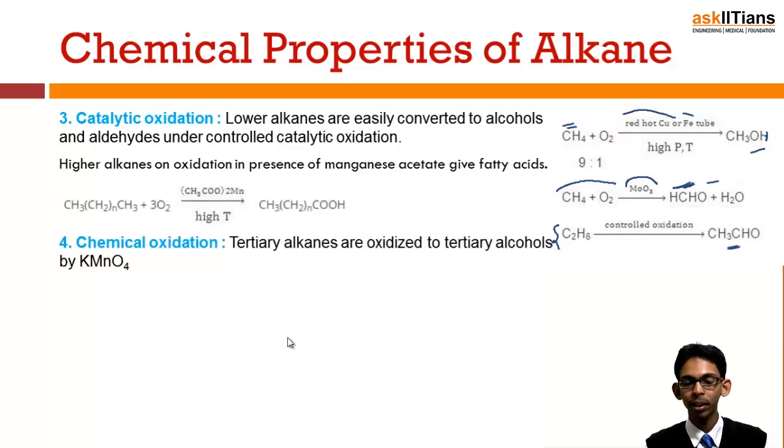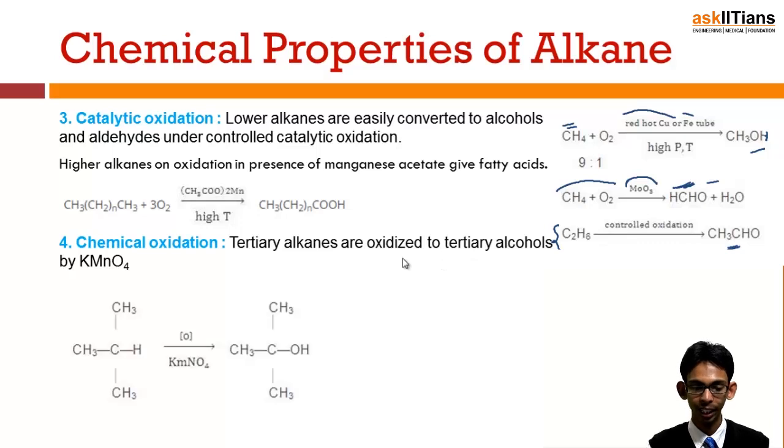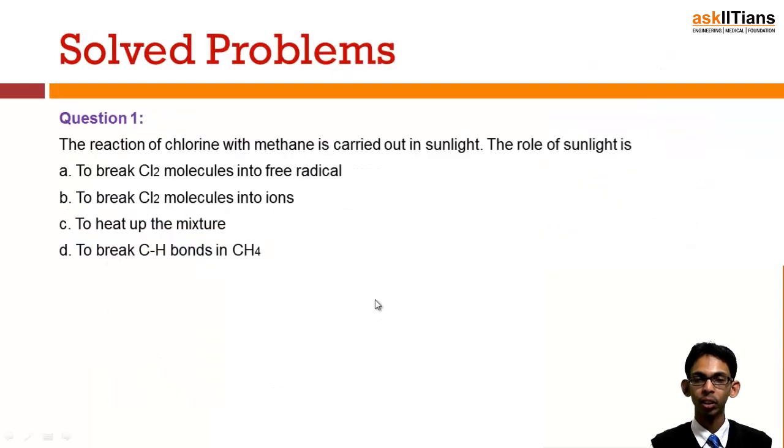Next is chemical oxidation. Now tertiary alkanes are oxidized to tertiary alcohols by KMnO4, which is a very strong oxidizing agent. So you can see here, this is a tertiary alkane and it is oxidized by KMnO4, potassium dichromate, to produce a tertiary alcohol. Now there is a solved problem.